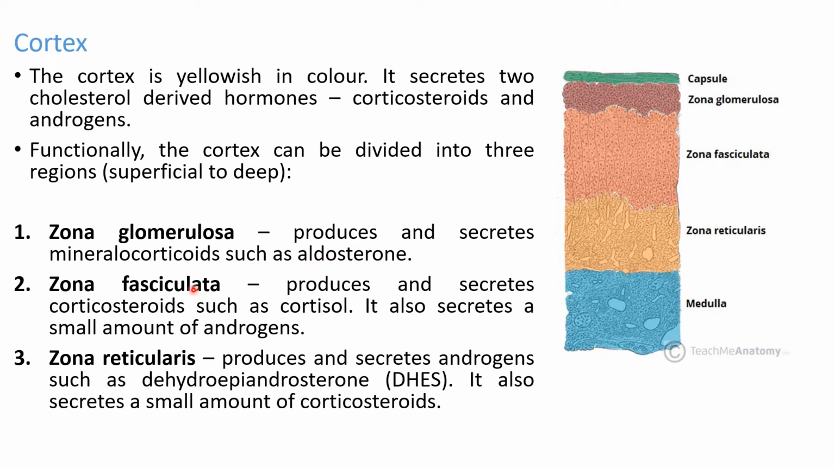Zona fasciculata is the middle layer. It secretes corticosteroids such as cortisol. It also secretes some amount of androgen. Zona reticularis is the innermost layer. It produces androgens such as dihydroepiandrosterone. It also secretes a small amount of corticosteroids. This is the picture that explains the different regions of the adrenal cortex. Zona glomerulosa secretes mineralocorticoids, zona fasciculata secretes corticosteroids, zona reticularis secretes androgens.